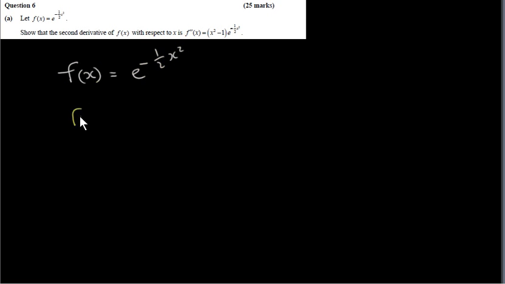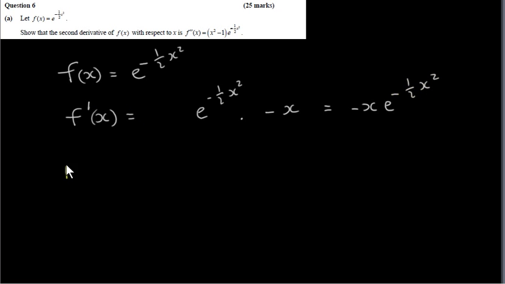Well, we have to apply the chain rule here to get the derivative. The derivative of e to the power of something is just e to the power of whatever that something is. But then we must multiply by the derivative of the power. If we differentiate minus a half x squared, we get minus 1x. 2 times minus a half is minus 1, and we have x to the power of 1. And we can take that minus x in front of e to the minus a half x squared.